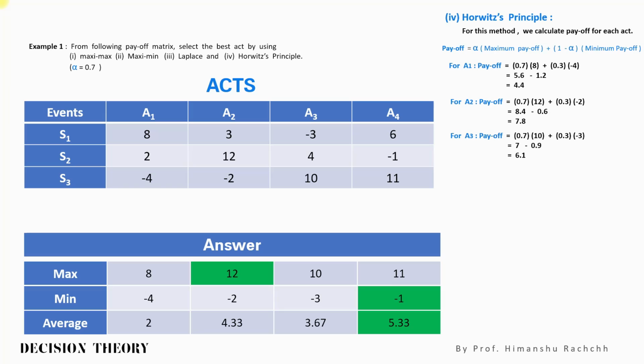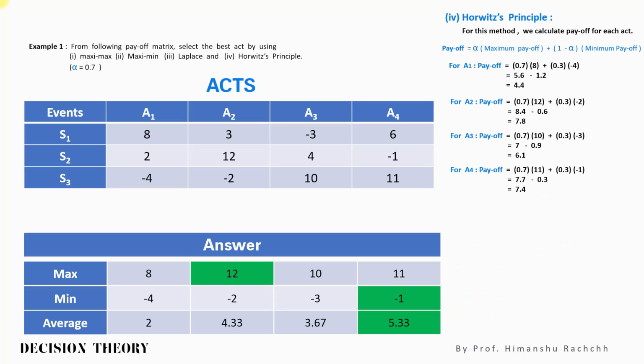Now, for act A3, highest payoff is 10, lowest payoff is minus 3. So, we multiply 0.7 with maximum payoff 10 and we multiply lowest payoff minus 3 with 0.3. So, 7 minus 0.9 is 6.1. For the act A3, payoff is equal to 6.1.